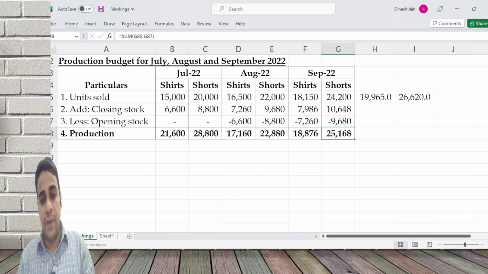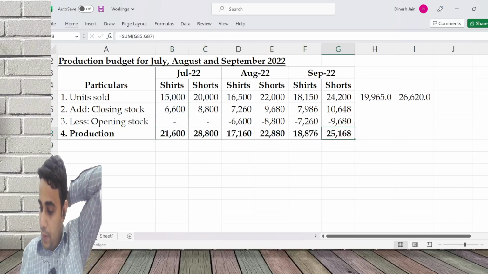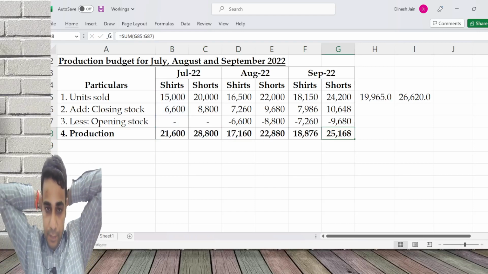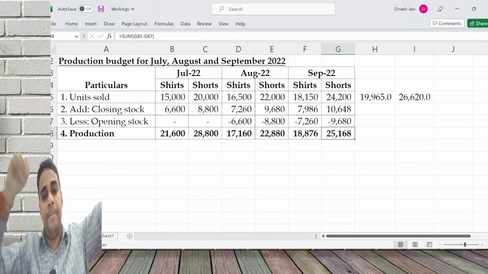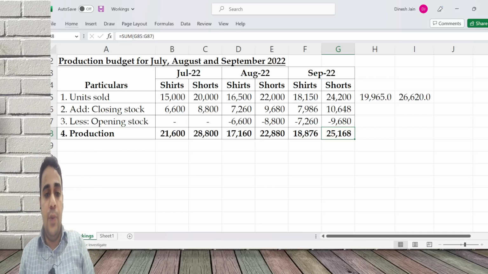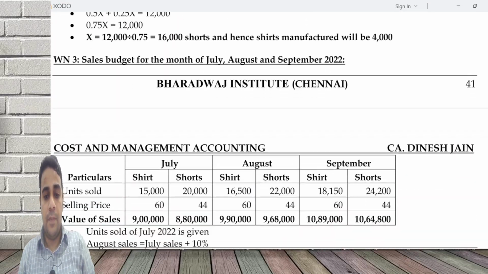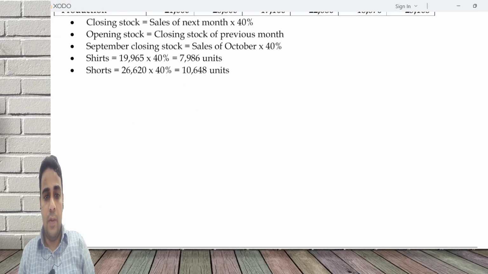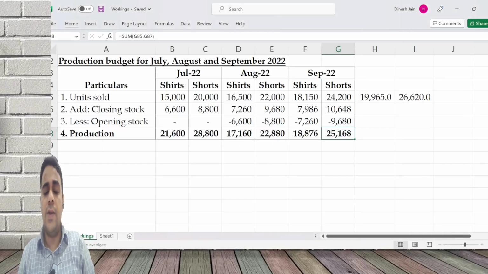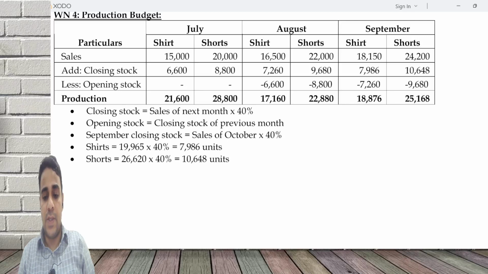This will be the production figure. Only the units have been asked. Okay. With this, questions on budgetary control is over.